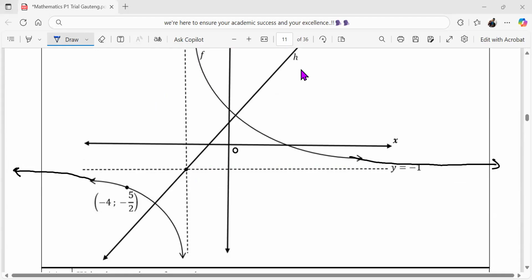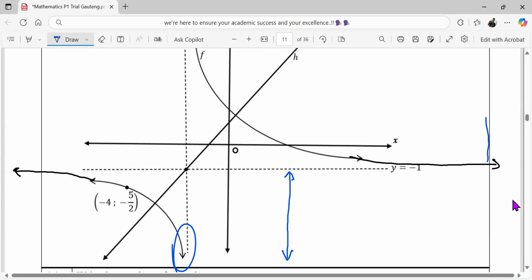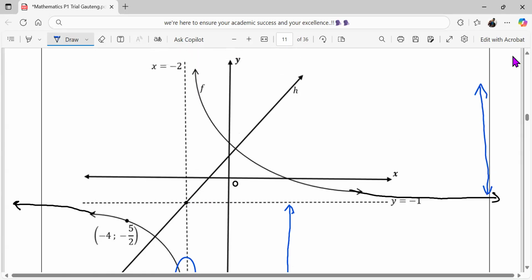So looking at this hyperbola, we say that in terms of y values, it comes from -infinity. But unfortunately, it can't keep on going up because of the horizontal asymptote. So it is forced to stop shortly before -1. Then it continues again. It begins from shortly above -1 and it goes up and up and up all the way to positive infinity.